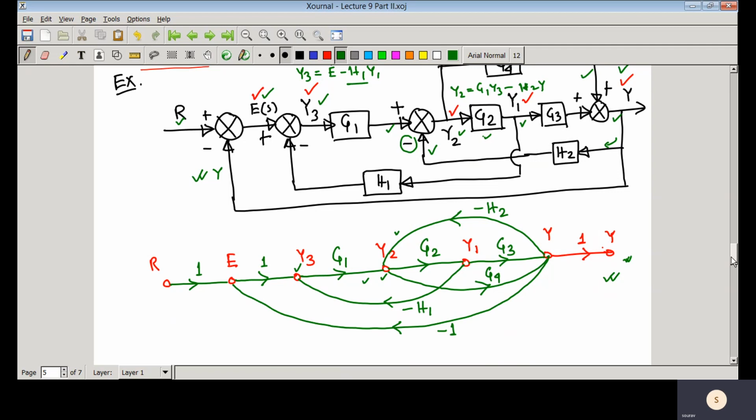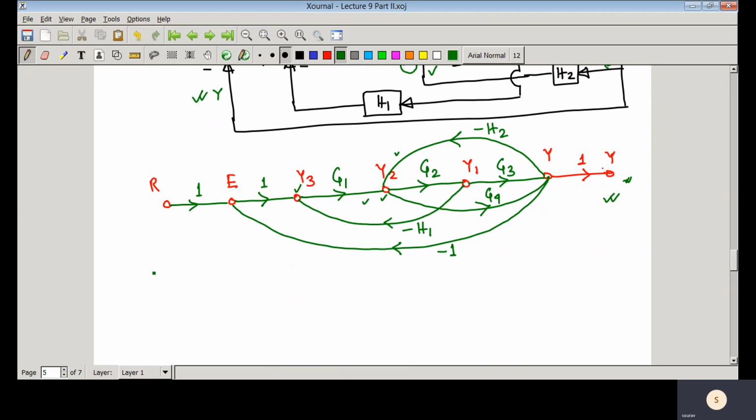So now we are interested in finding the transfer function from R(s) to Y(s), and here we will be applying the Mason gain formula. First you need to find the forward paths. One forward path I can see here. So this is that forward path. Is there any other forward path? Yes, there is one more forward path, this one. So two forward paths are there.